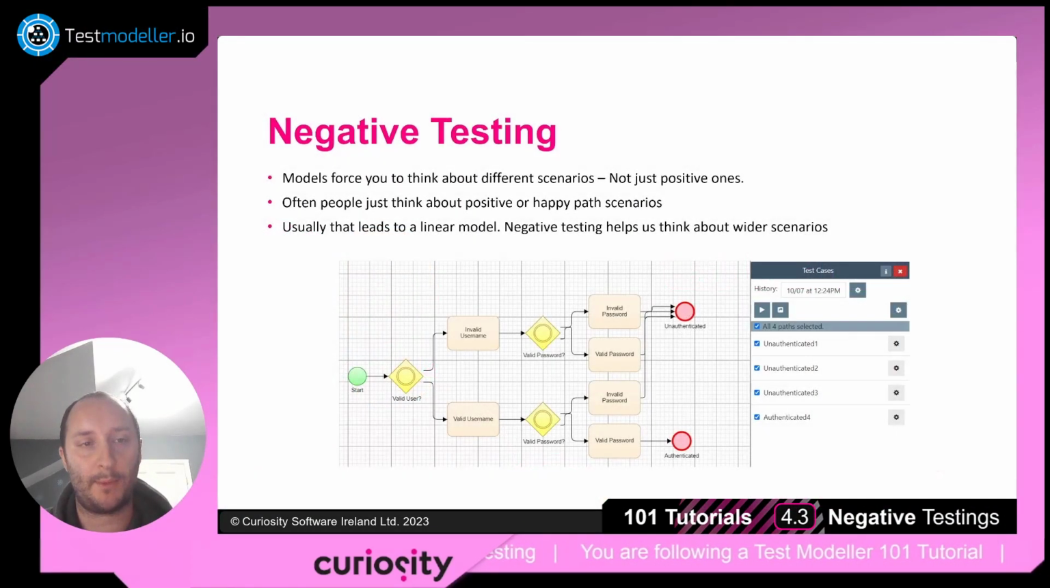It's important to think about modeling in a way that allows you to open up different ways of getting the most out of your test cases. Models force you to think about different scenarios, not just positive ones. We typically see quite linear models when people start modeling because they just think about positive or happy scenarios. Usually, that's a linear model. For us, we want to start thinking about negative testing and negative scenarios to help us widen our coverage when it comes to different types of testing.